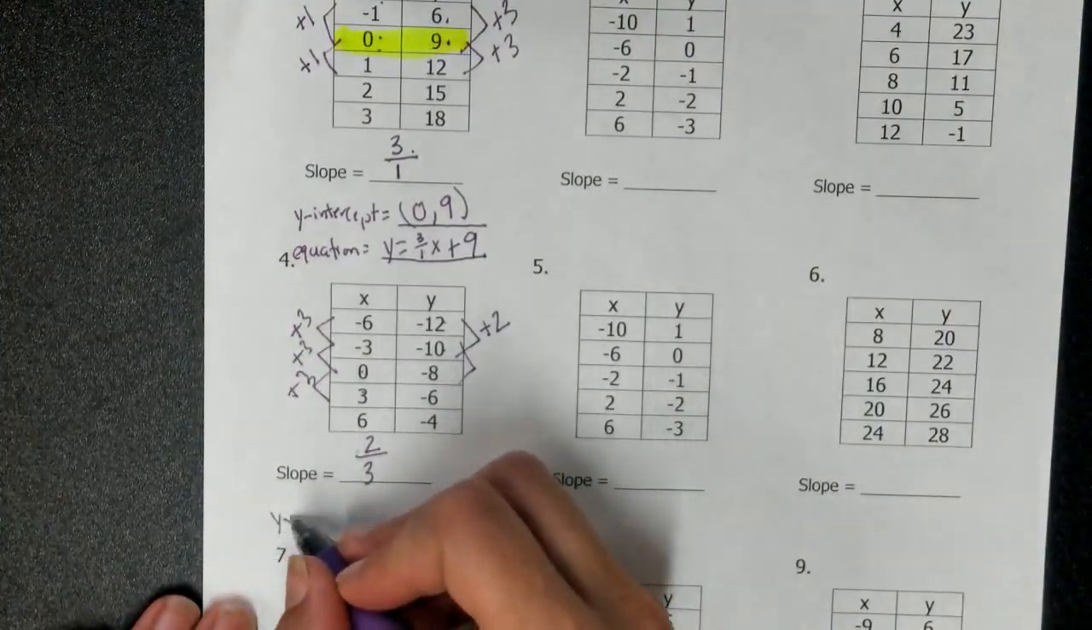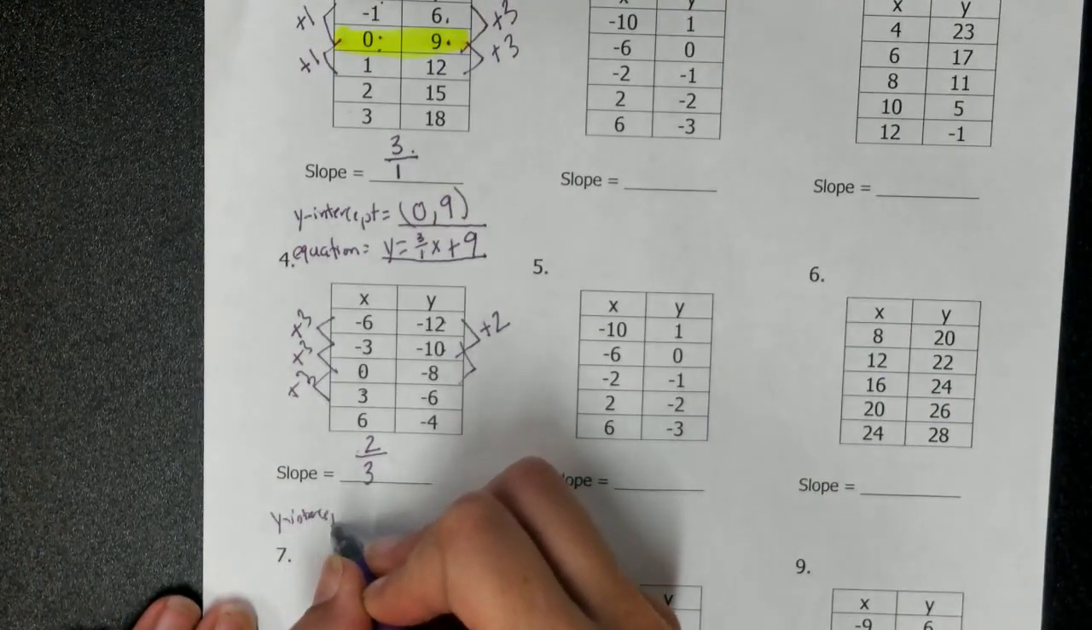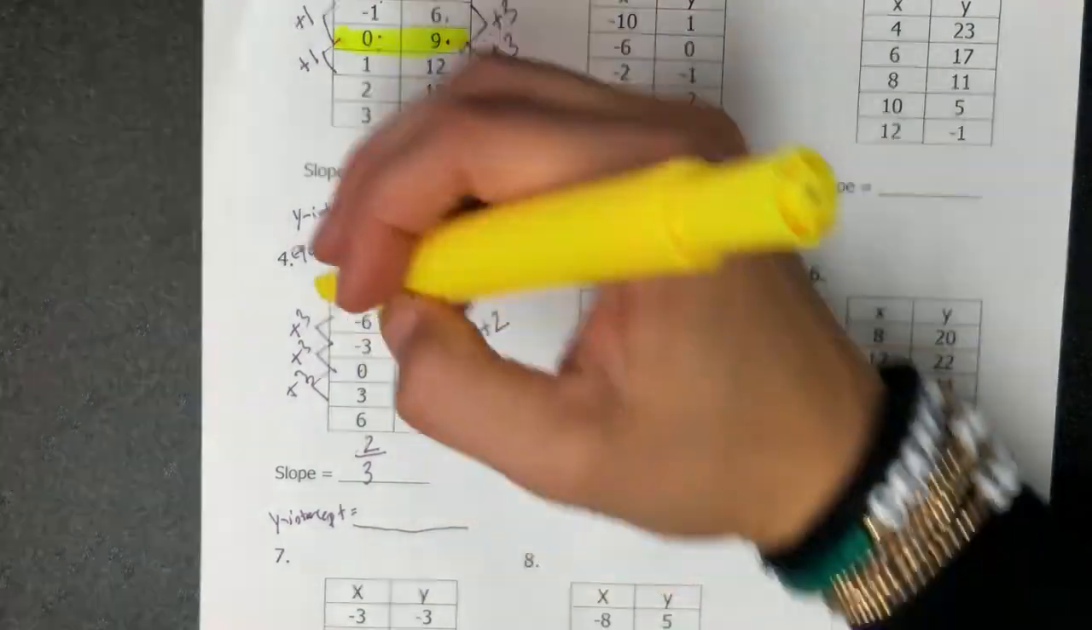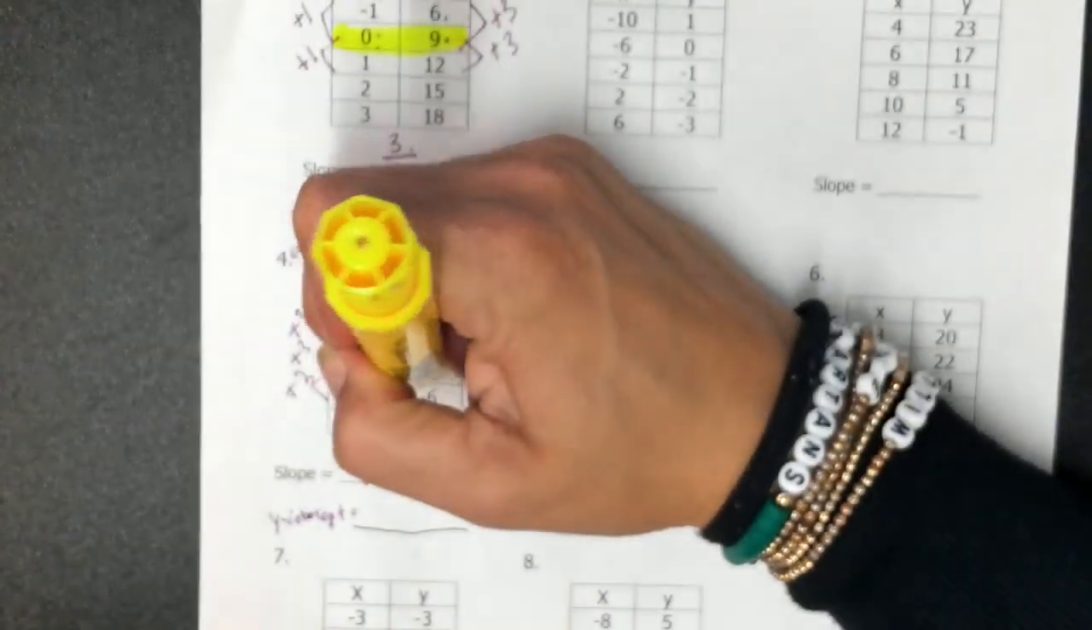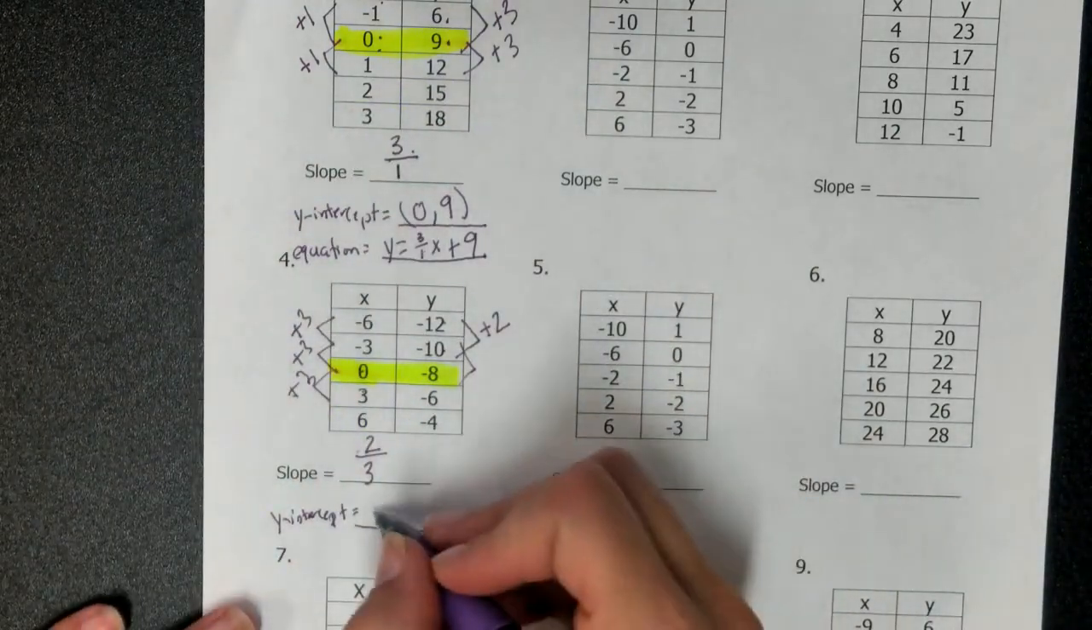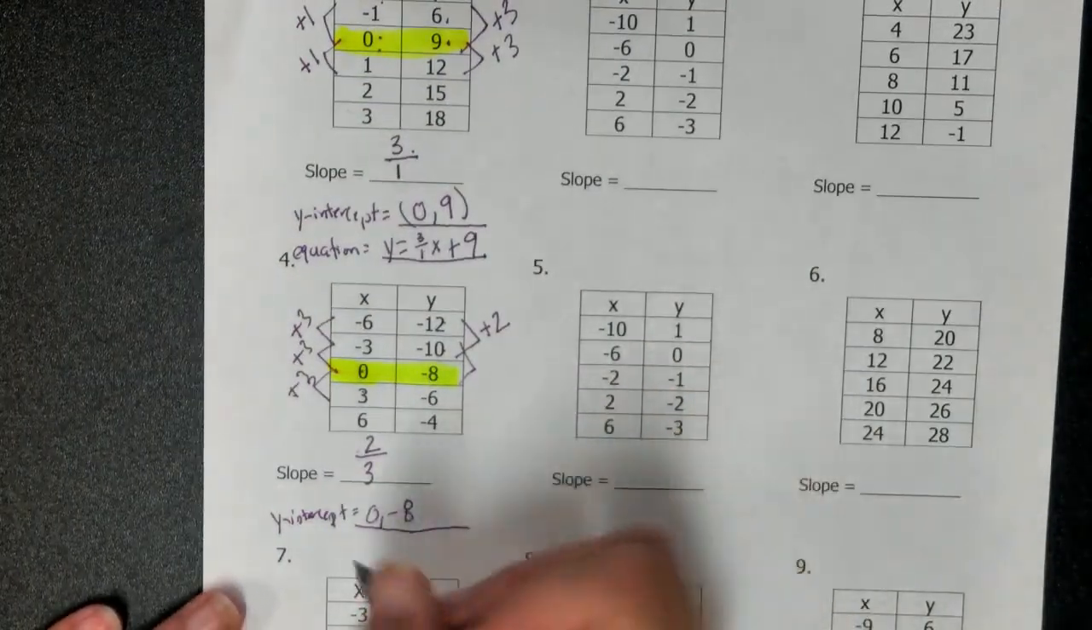Now let's go to my y-intercept. You need to write that in. What is across from 0? Okay, let's look. Across from 0. Oh, there it is. There, x is 0, so my y-intercept is -8. So I can write it as (0, -8).